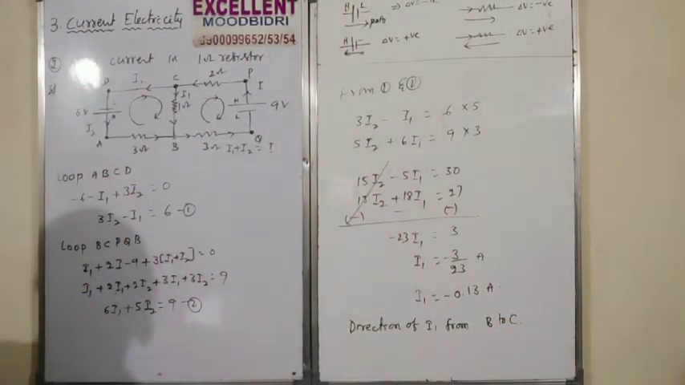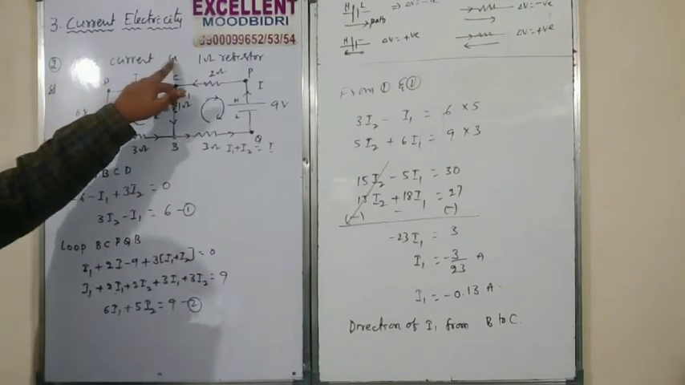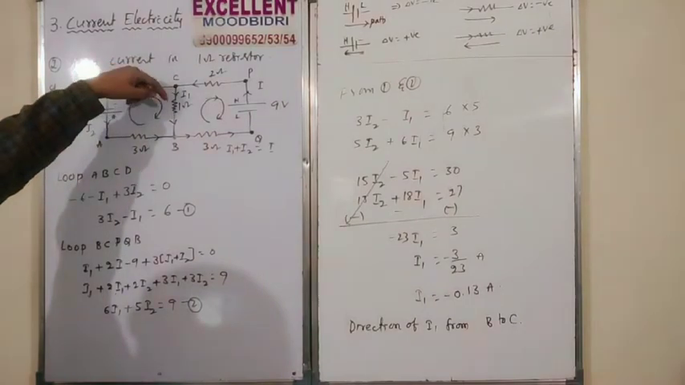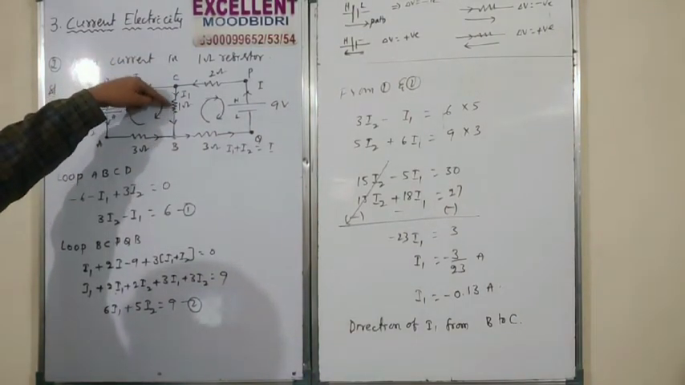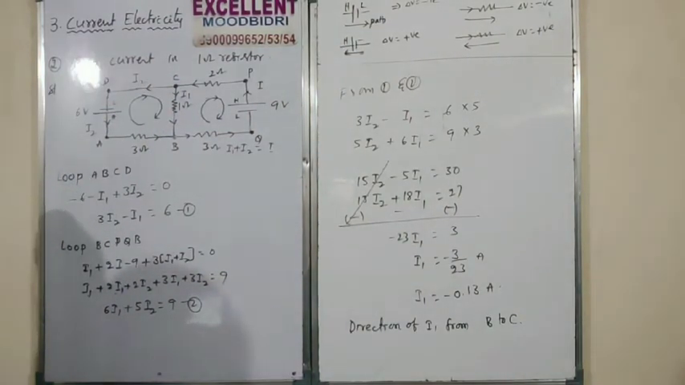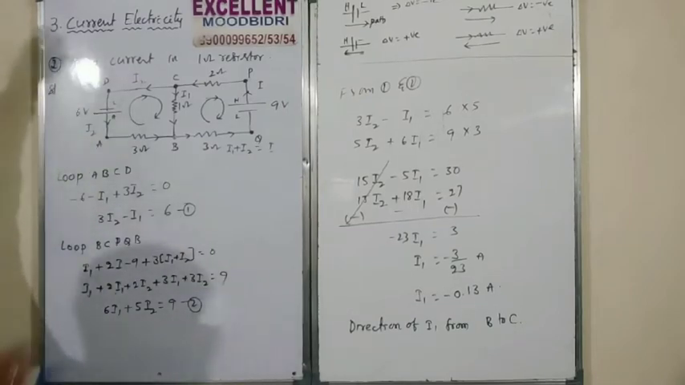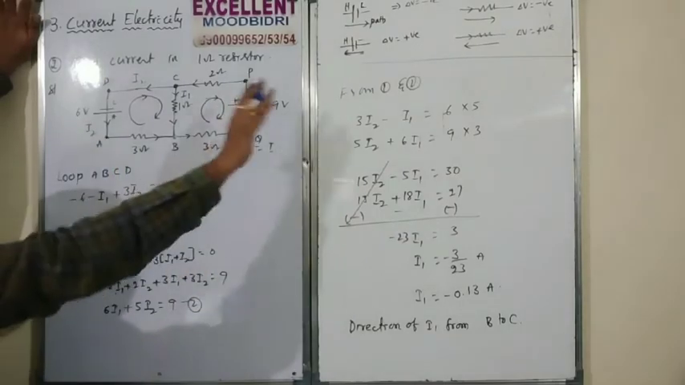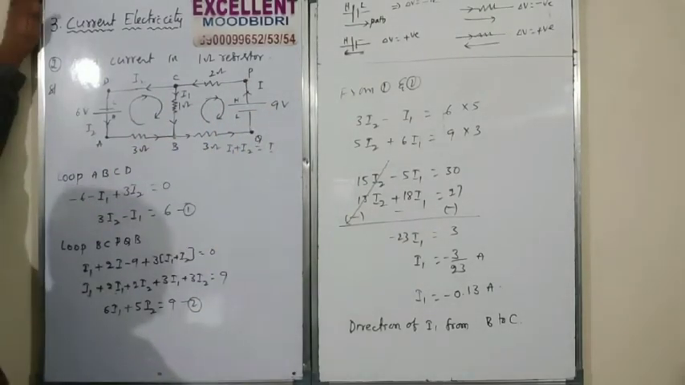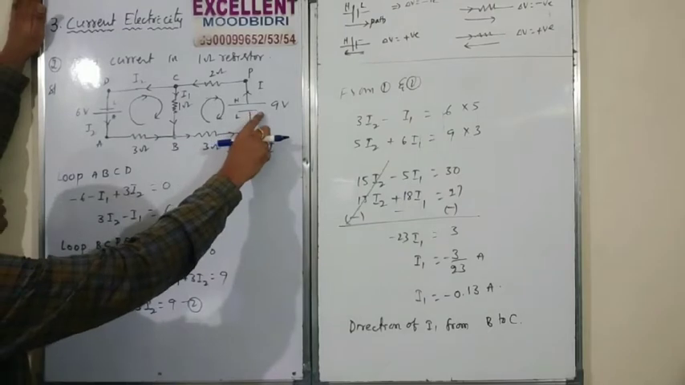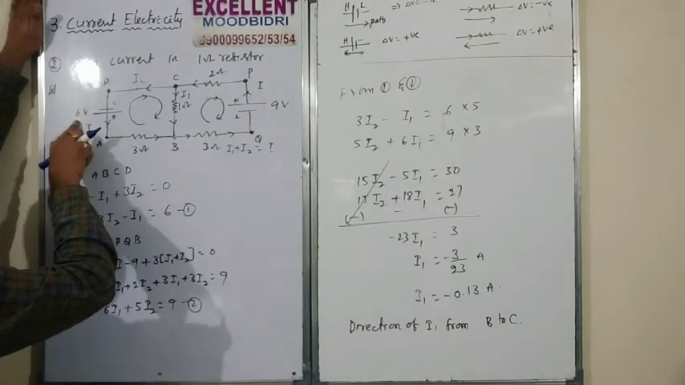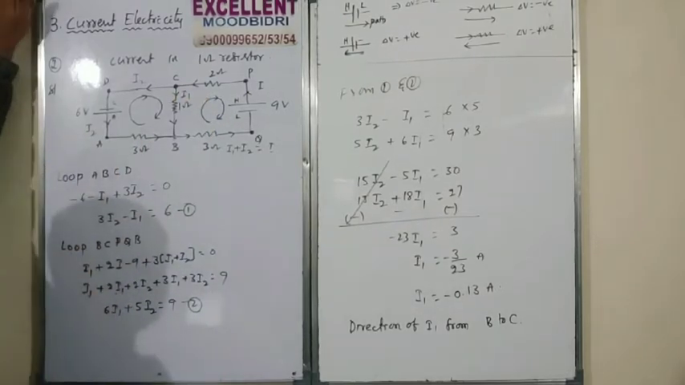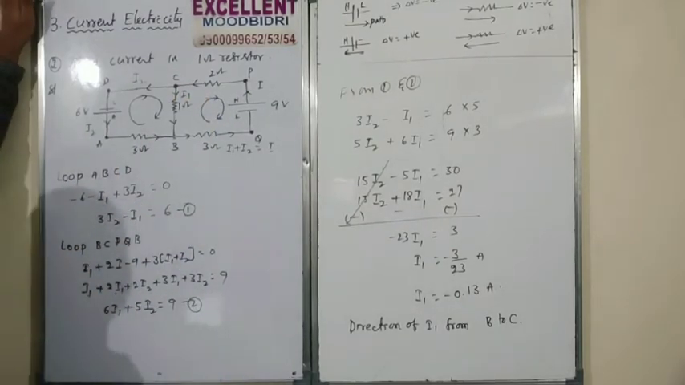Next problem. Find the current in the 1 ohm resistor. So through the 1 ohm, how much current is flowing? That current I1 is equal to how much? I decide like that, I1 only, so you can calculate I1. The network is given like this. This is a 9 volt battery, this is the 6 volt battery. Here 3 ohms, here 3 ohms, here 1 ohm, here 2 ohms. That is the given question.